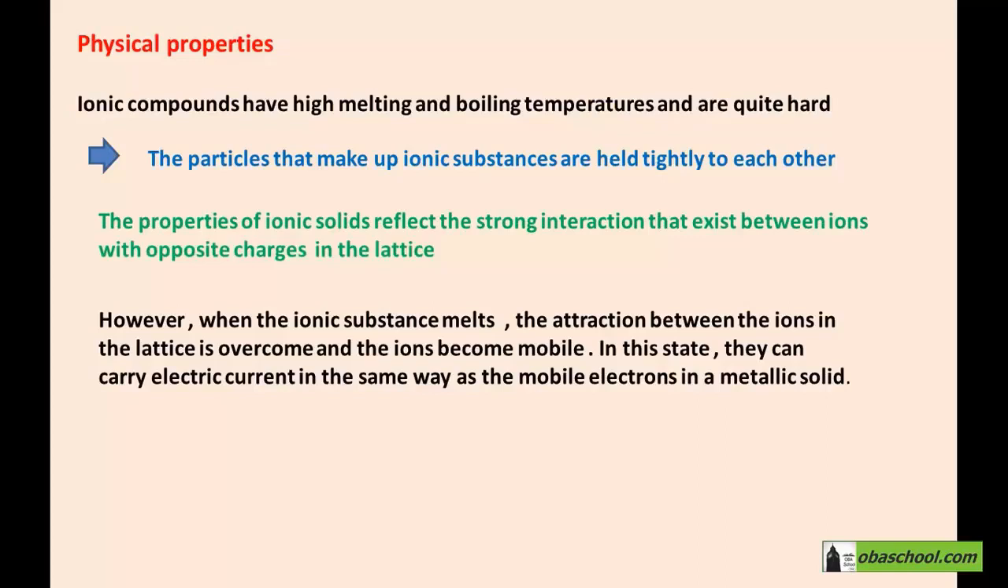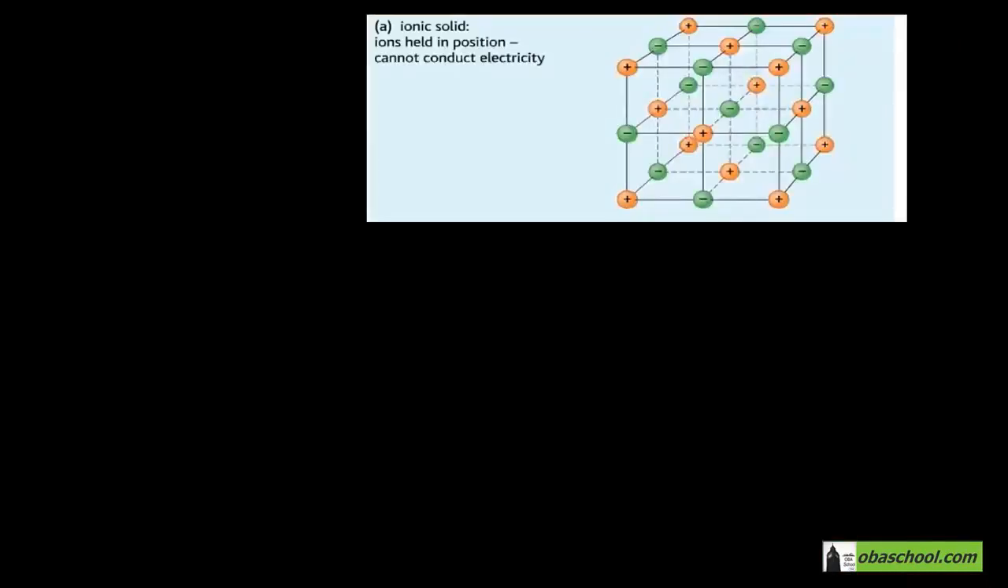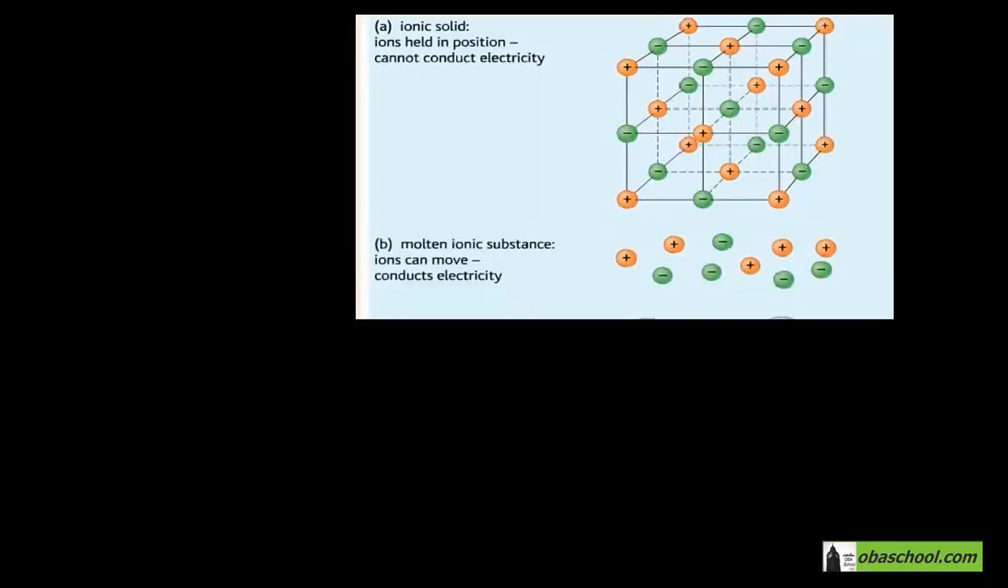However, in the solid, the ions are not mobile. They can't move. Look here. This is an ionic solid. The ions are fixed or held in place. So, the ions which are held in position cannot conduct electricity. As you can see, each is in its place. The positive is here, the negative is here. They cannot conduct electricity. Okay, now if we melt this lattice, look at the ions now. The ions can move. Thus, they can conduct electricity.